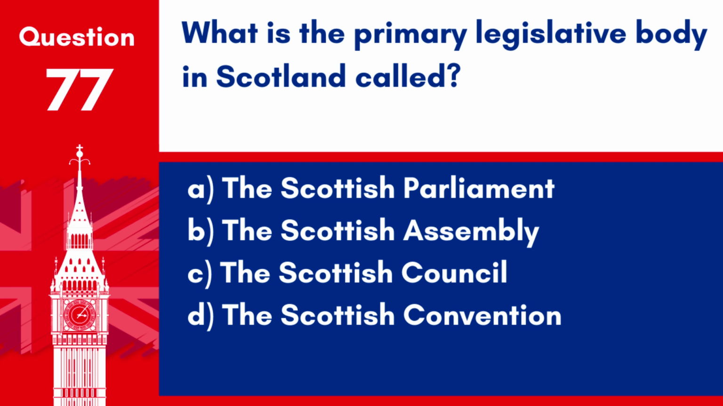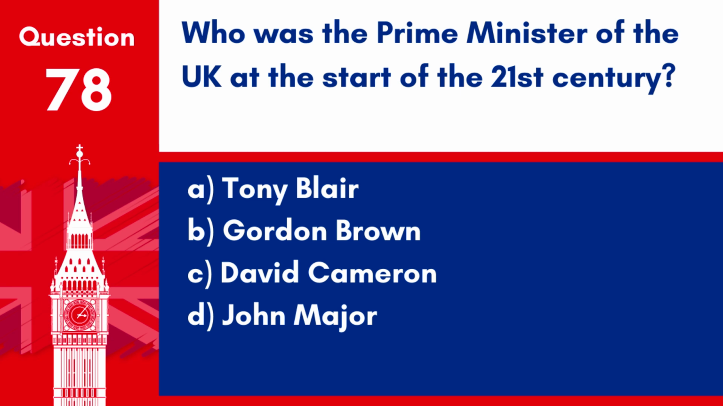A. The Scottish Parliament. B. The Scottish Assembly. C. The Scottish Council. D. The Scottish Convention. Answer A. The Scottish Parliament. The primary legislative body in Scotland is called the Scottish Parliament. Question 78. Who was the Prime Minister of the UK at the start of the 21st century?